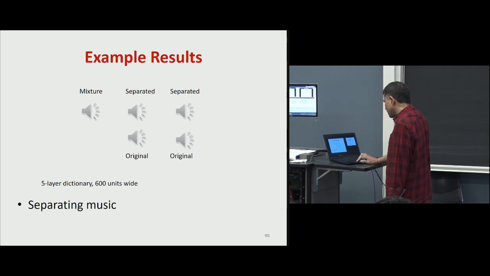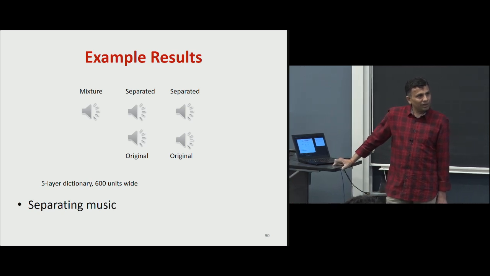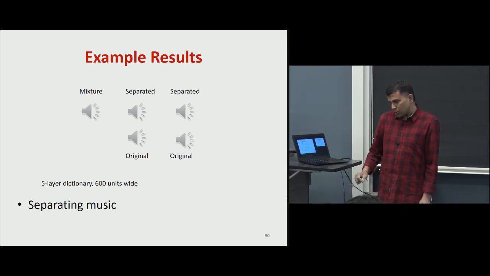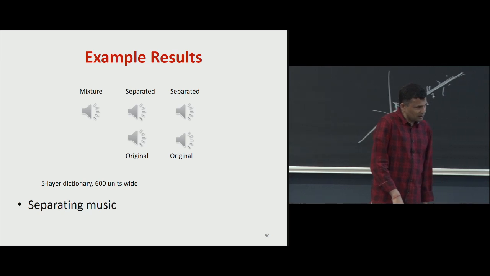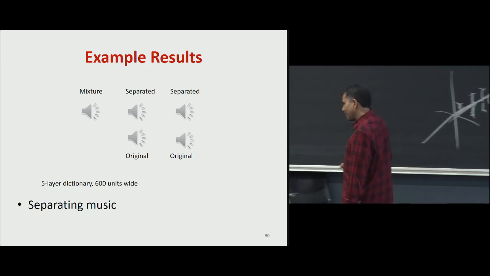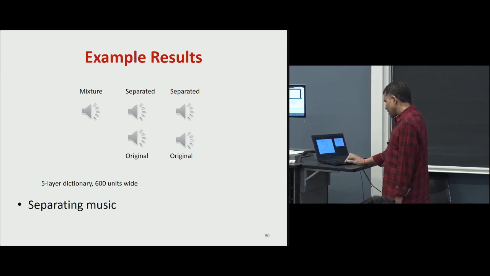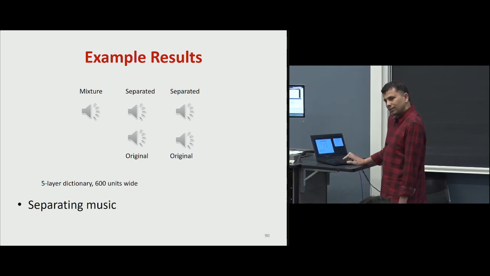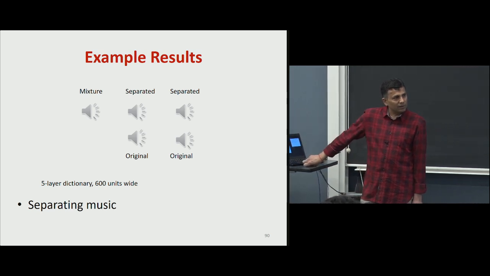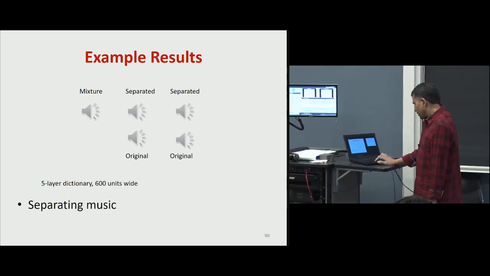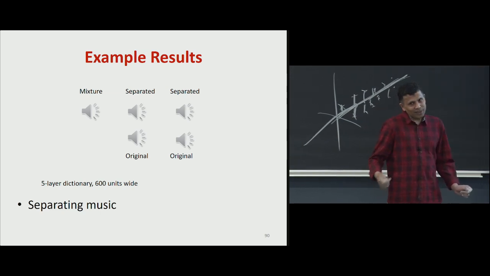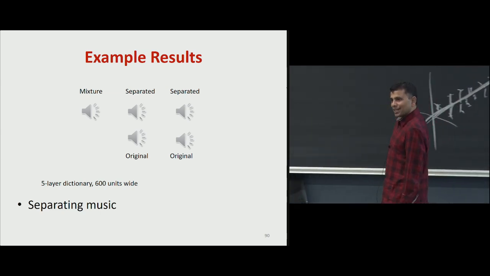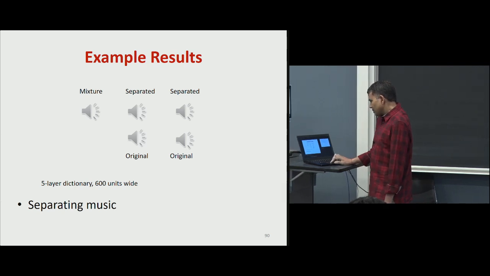So here is a mixture of two instruments, two wind instruments. It's a violin and a wind instrument, I think, okay? And let's see. That's with one guy. It actually works quite nicely, surprisingly, considering the simplicity of the entire scheme, right? And here are the originals for reference.